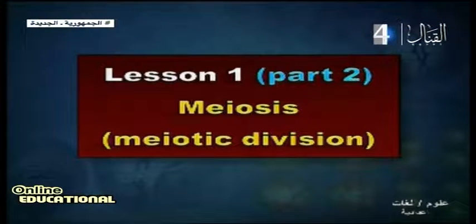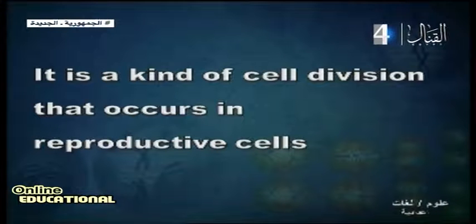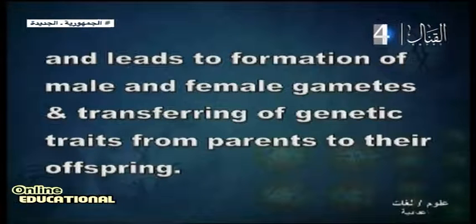Lesson 1, Part 2: meiosis, or meiotic division. It's a kind of cell division that occurs in reproductive cells. Meiosis leads to the formation of male and female gametes and the transfer of genetic traits from parents to their offspring. So the importance of meiosis is forming male and female gametes and transferring genetic traits from parents to offspring.